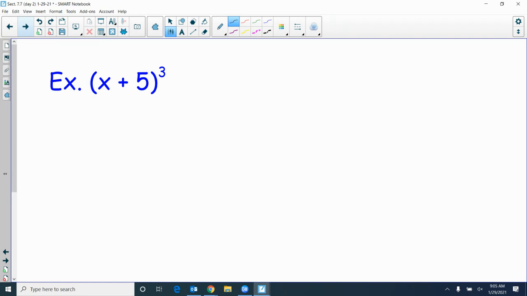Here's why people miss it, because you assume that you just take the x to the third power and the 5 to the third power and you're done. Christian? Would you put next to the other x plus 5 in parentheses, like 2 more of it? Exactly, you'd have to write x plus 5 times x plus 5 times x plus 5. You gotta do it 3 times.